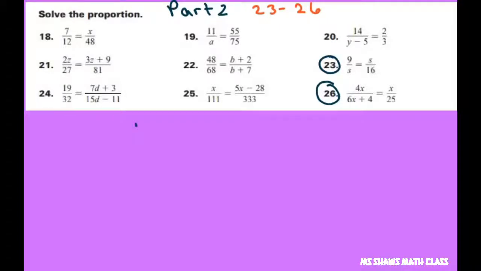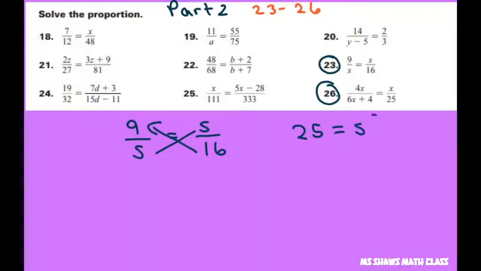So for 23 we have 9 divided by s equals s divided by 16. We're going to cross multiply here and you get 25 equals s times s, which is s squared. And to solve for s, you're going to square root both sides and put plus and minus in front of there. So s is either plus or minus 5. Both of them will work for that one.